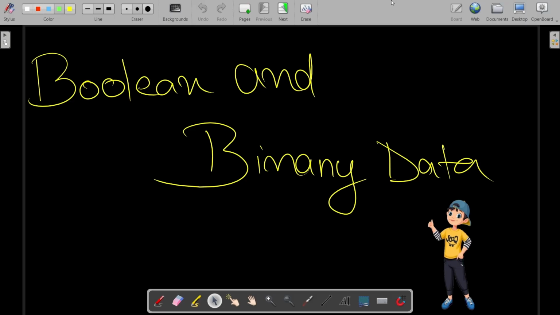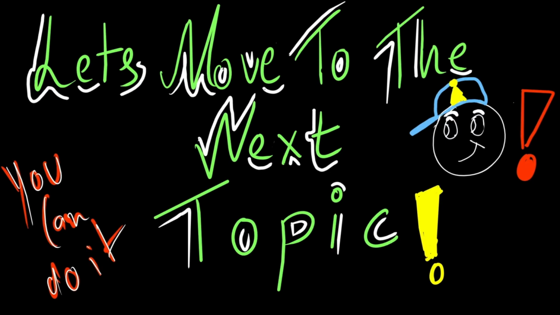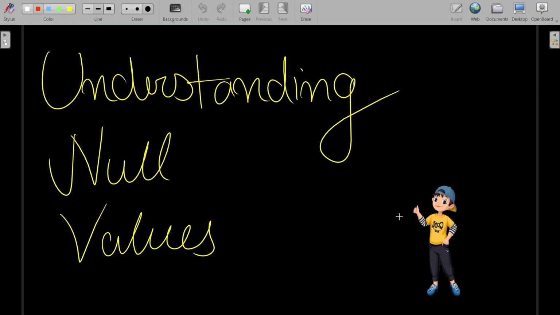So this is all about Boolean and binary data, and I hope you understood the topic. So guys, let's move to the next topic, which is understanding null values. In this topic, we are going to understand what null values are, what the myths or wrong assumptions students or sometimes people have about null values, and how we use null values in SQL. We'll try to understand this in an overall pattern. So let's start.